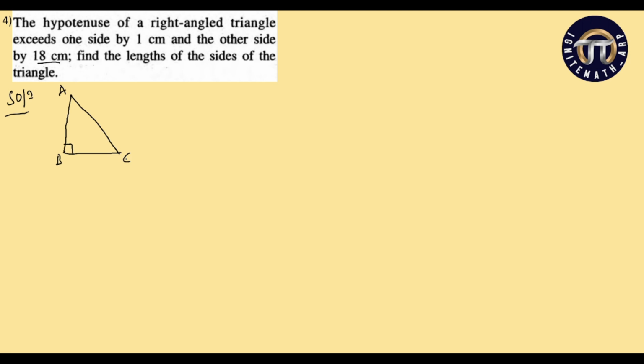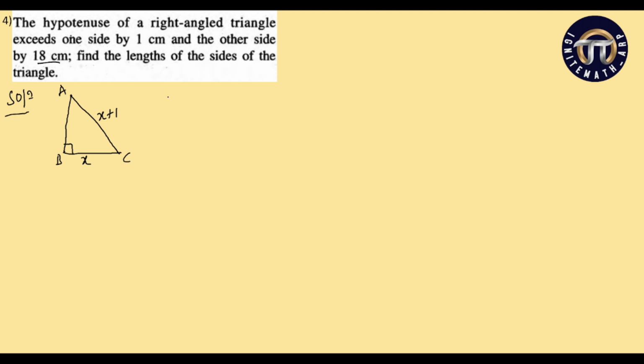ABC is a right angle triangle. Clear? So now what I do, I will take BC is equal to x. The hypotenuse of a right angle triangle exceeds one side by 1 centimeter. So AC exceeds BC by 1 centimeter, so AC is going to be x plus 1. And the other side by 18 centimeter. So the hypotenuse exceeds the other side by 18 centimeter.